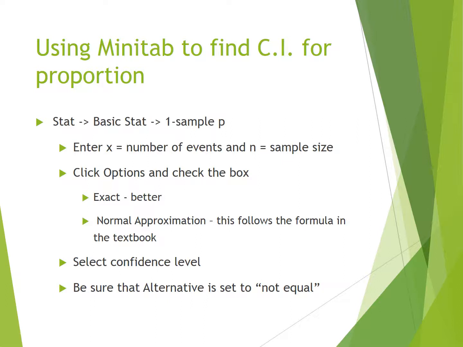So we're going to go to Stat, Basic Stat. Another menu drops open. Go to One Sample Proportion. You enter X as the number of events, and N is equal to the sample size. Click Options and check the box. Remember, there's a box there that dropped down that says either exact or normal approximation. The exact is better because it's exact, but the normal approximation is what the book is talking about, so I wanted you to be able to see both. Then you select your confidence level. It defaults at 95%, but you can change it to 90%, 89%, whatever, and be sure that the alternative is set to not equal.